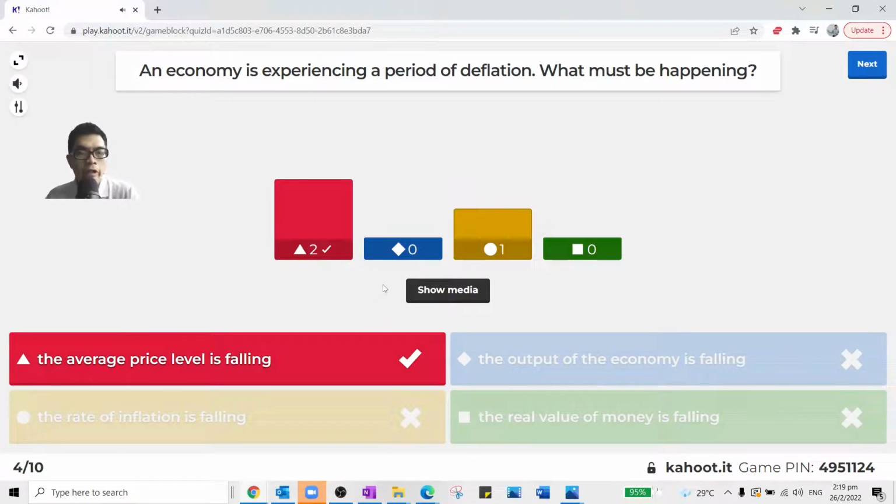Okay, rate of inflation falling is not equal to deflation. Last week I covered this. Rate of inflation falling is disinflation. It's still rising, just at a slower rate.